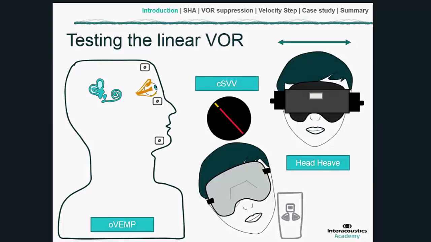So it's the VOR that we're testing, and similarly we can take our VNG goggles there, and that's the head heave test. What we can do, in a manner very similar to the V-hit where we rotate the head, is something very similar, but instead of rotating the head, we can shift the head from side to side in a linear fashion and observe the same sorts of features, so gain and whether or not a saccade was required.